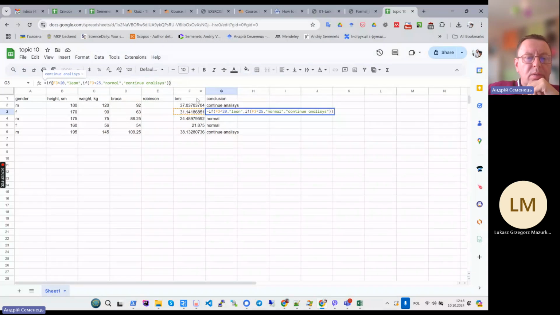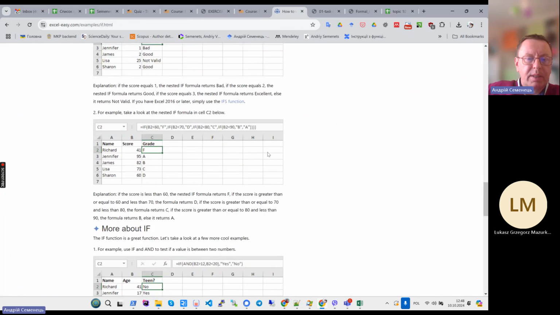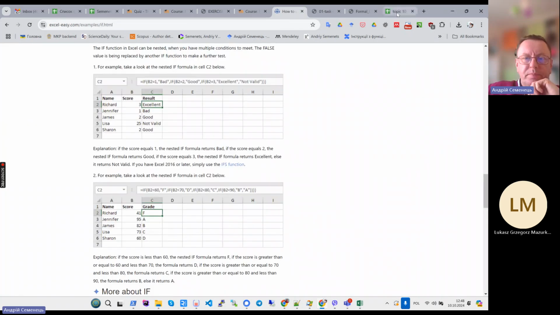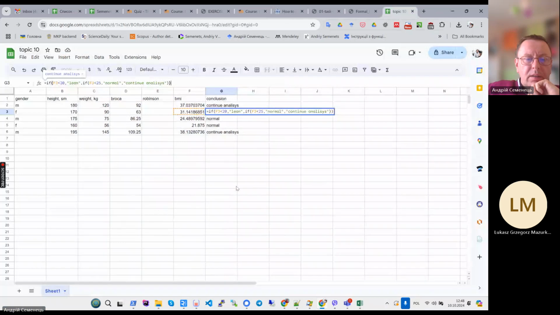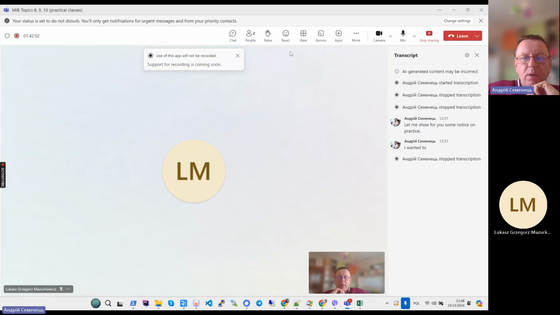So you have to improve this formula. Add more nested conditions. Again, take a look at this as an example, here is how to do it. That's actually all I wanted to show. So this is a kind of spreadsheet-driven CDSS system which automatically makes a conclusion based on the data you input. You don't need to edit anything, only input new data. Okay, that's all about the practice for topic 10.